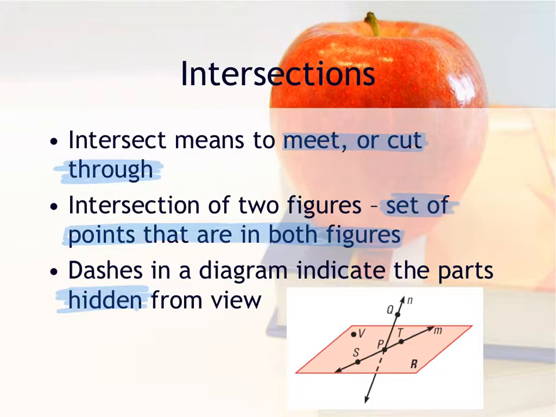When you have dashes in your picture, that's indicating the part that would be underneath the plane or the picture. It's what's hidden from view. So this dashed part of my picture right here is indicating that it's underneath the plane. So anytime it's dashed, it's hidden from view, and they're trying to draw the picture three-dimensional. So intersection just means to meet.